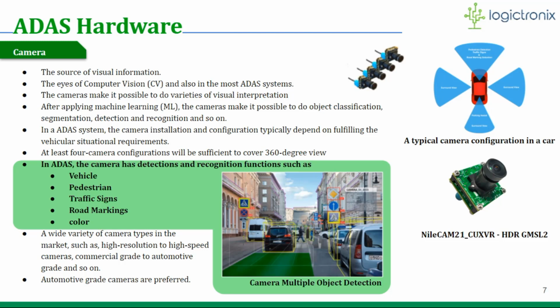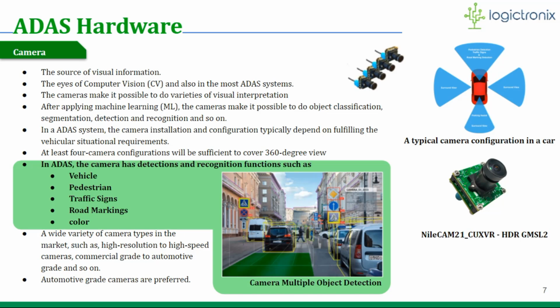There can be more than one camera in a single ADAS system. At least 4 cameras will be sufficient to cover our 360-degree view. However, the camera installation and configuration generally depend on fulfilling the vehicle or situational requirements. The configuration can have a wide variety, from 4 cameras to 8 or even more.